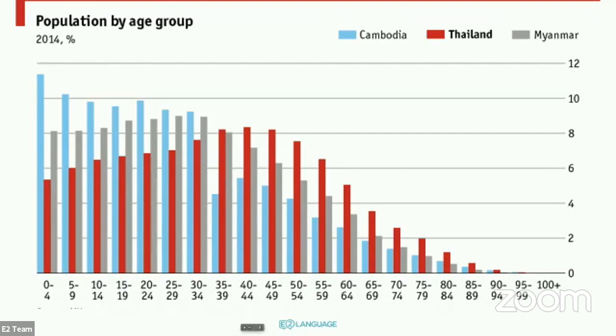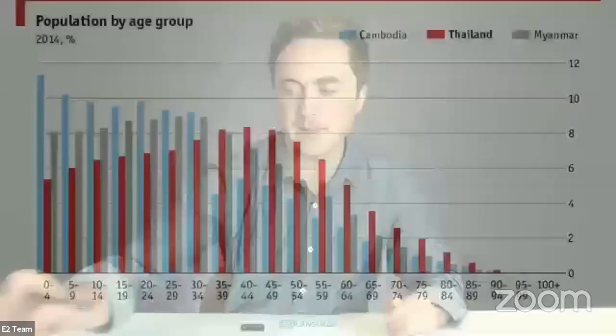Just have a look at this for a few seconds. Wrap your head around this. Population by age group, 2014 percentages, 3 countries: Cambodia, Thailand, and Myanmar. On the x-axis, we have age categories, 0 to 4, 5 to 9, 10 to 14, etc., up to 100 plus. So in this live class, we're going to look at how we're going to describe this, how we're going to create a summary sentence, how we're going to describe the key features, and then how we're going to move into a paragraph where we compare data, okay? This is going to be a little bit tricky, but I'll show you a good structure.